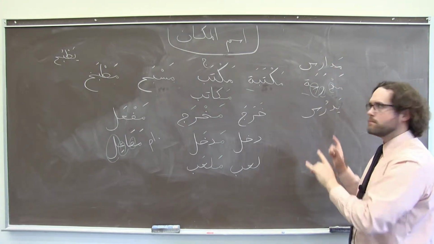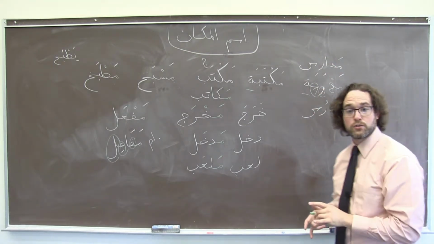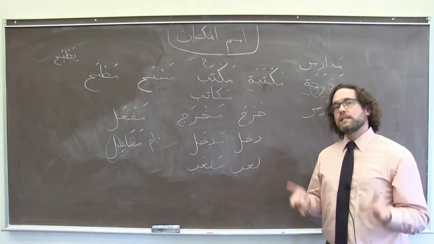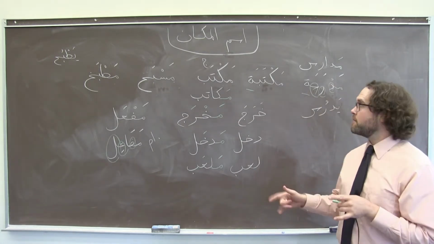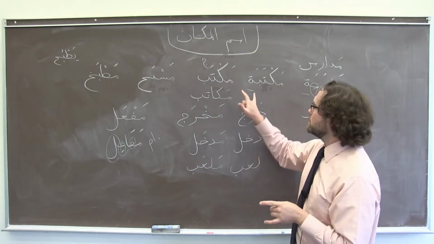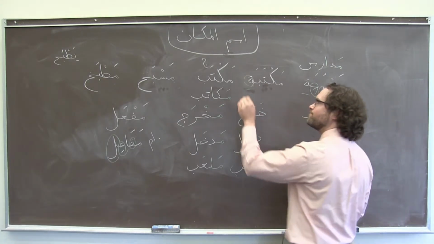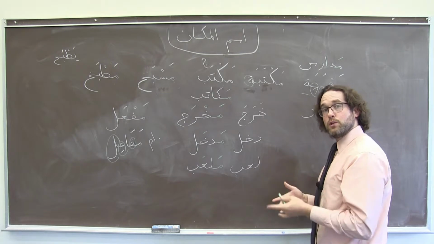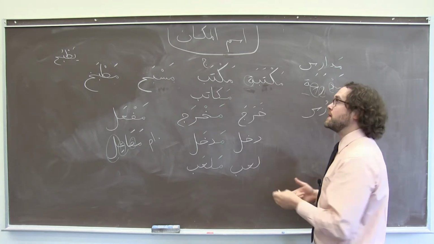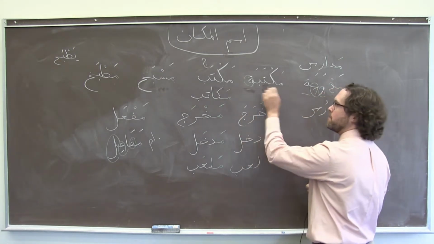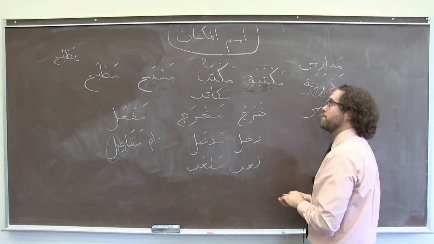I just plug the jadr into the template. Occasionally, especially if we have two variations, you will get an ism makan with a ta marbuta that uses the regular feminine ending. In this case, the plural of maktaba, libraries, would be maktabat.